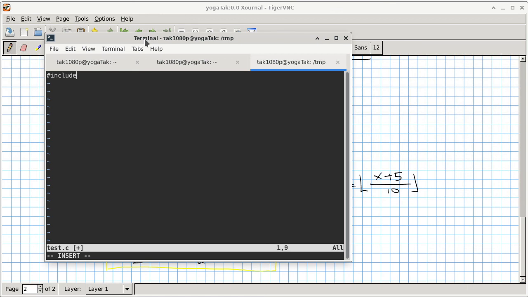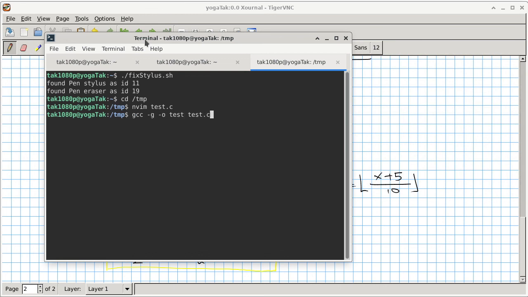So pound include stdint.h. This is where the uint32_t definition is coming from. And then we got main. And we have two uint32_t variables. I would just call one x and the other y. And we'll give x a particular value. It doesn't really matter what value we give them here because I can always change it in the debugger itself. All right, so that's the entire program.